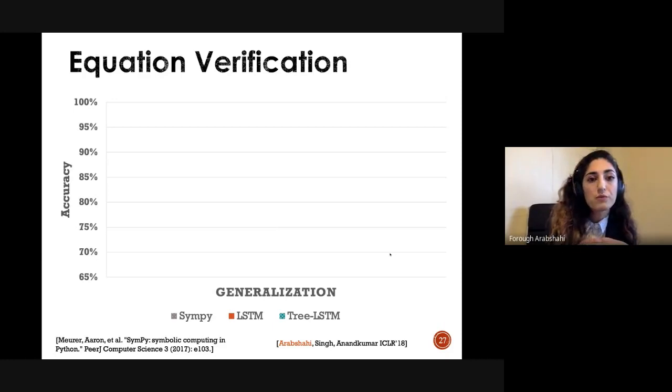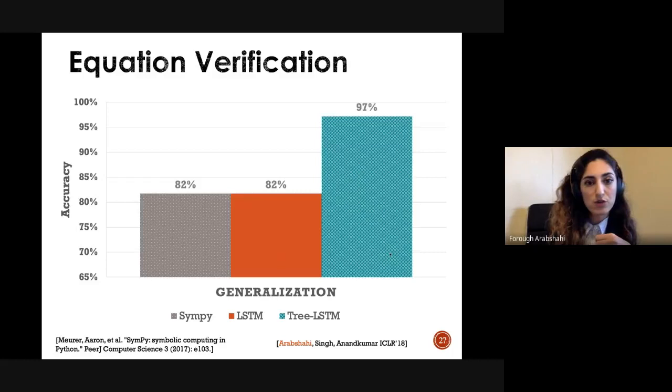Here I show you the accuracy of the two-class classification, and I compare the model against a symbolic solver called SymPy, and the chain structured model and the tree structured model. And you can see that the chain structured model and the symbolic solver are performing similarly, whereas we can gain about a 15% performance improvement just by accounting for hierarchical structures in the data.